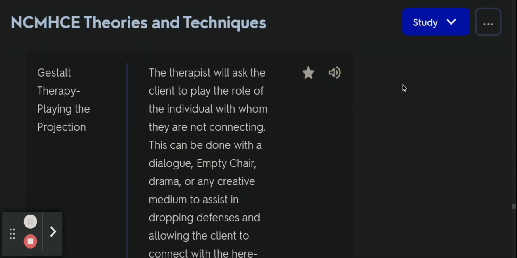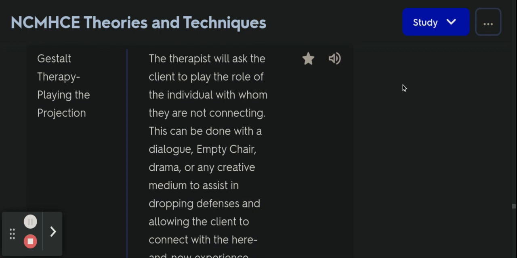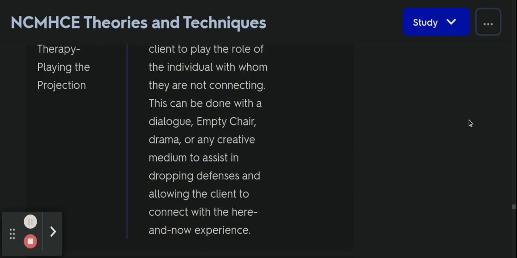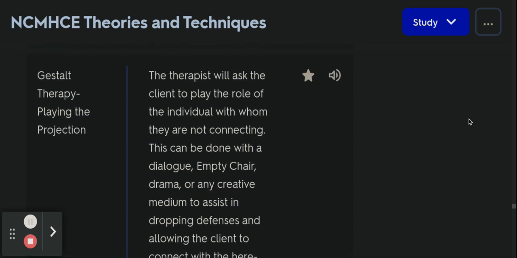Gestalt therapy playing the projection. The therapist will ask the client to play the role of the individual when they are not connecting. This can be done with dialogue, improv drama, or any creative medium to assist in dropping dependence and allowing the client to connect with the here and now experience.